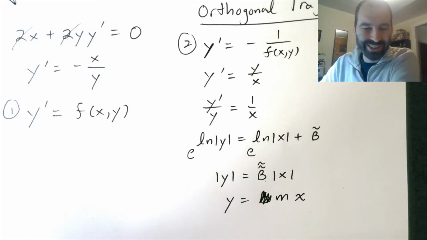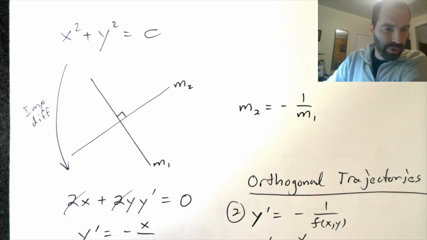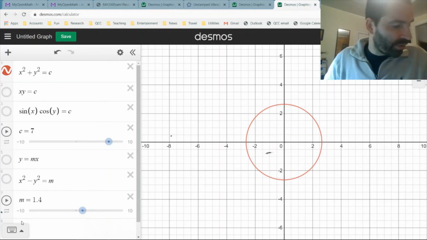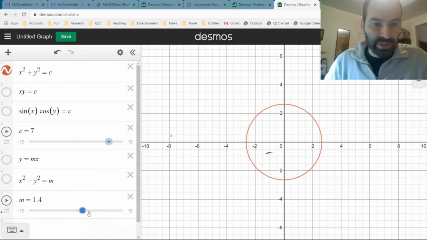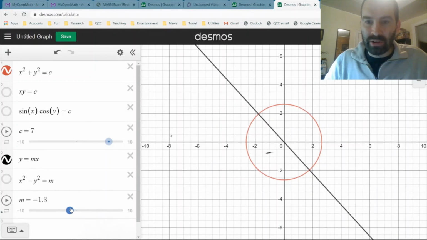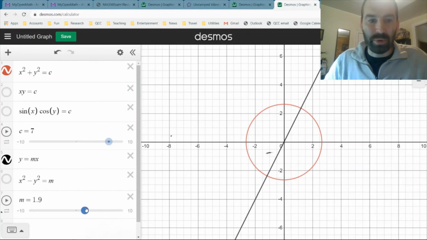So where did my browser go? There it is, right? y equals mx is exactly what gave us these guys, right? These are the curves that are orthogonal to the family that we started with.